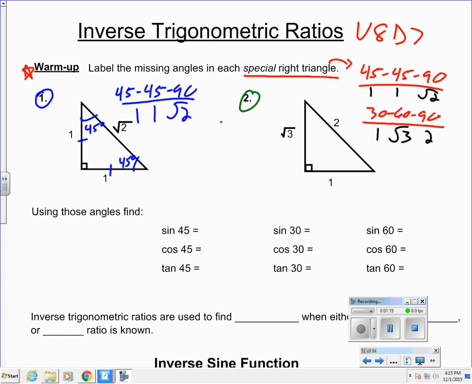Second one is the 30-60-90. See, it follows the pattern 1, 2, square root 3. So it's the 30-60-90. Trickier part about labeling this one is which of these angles is the 30, which one is the 60. Remember that the smallest side, 1, always goes across from the smallest angle, which is 30, and then the largest side, the largest angle, so 90 is opposite the 2, and the square root 3 is opposite the 60.